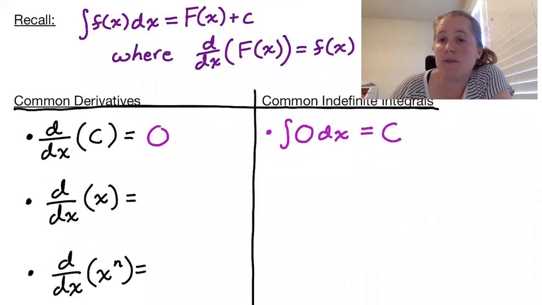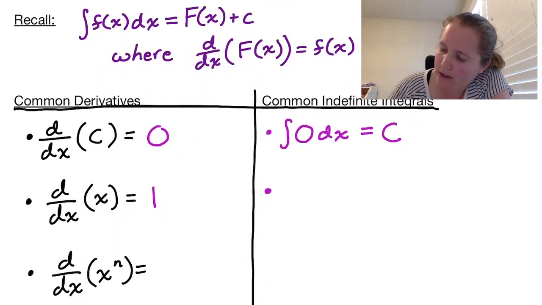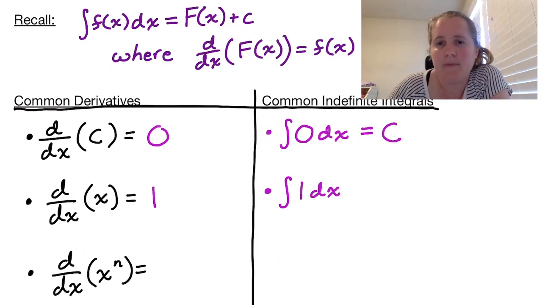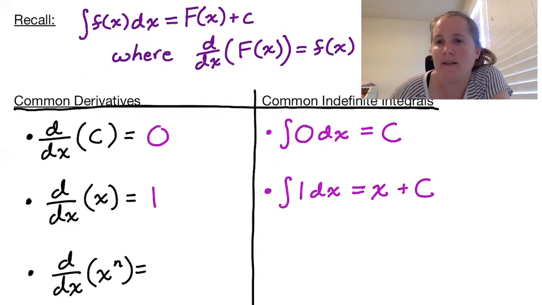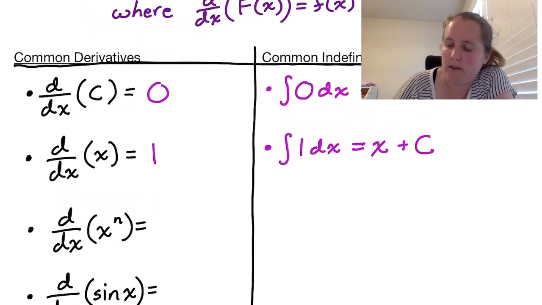If we're taking the derivative of x, the derivative of x is just 1. And so we can go the other direction now. If we want to take the integral of 1 dx, that should take us back to that x, and then we have plus c. So these are all kind of giving us the corresponding indefinite integral.